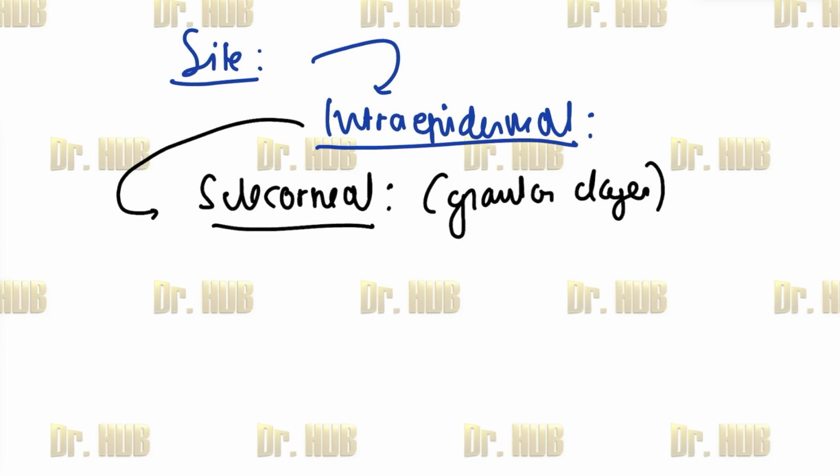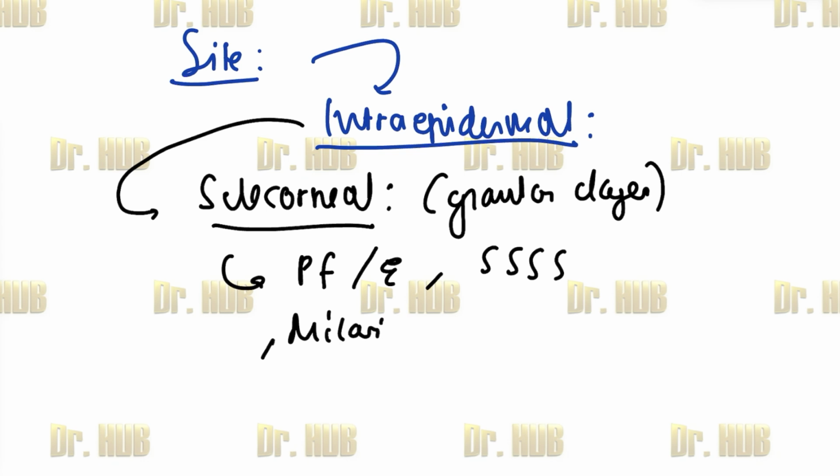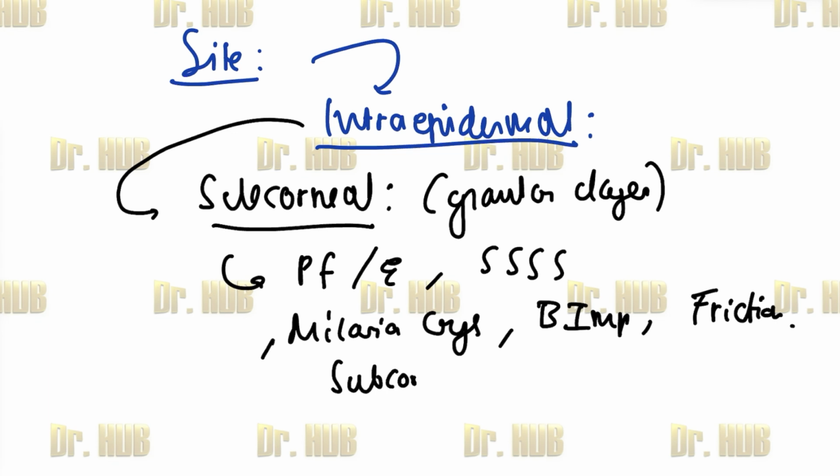So this includes pemphigus foliaceus and also erythematosus. Then SSSS, that is staphylococcal scalded skin syndrome, miliaria crystallina, bullous impetigo, as well as the friction blister and the subcorneal pustular dermatosis.